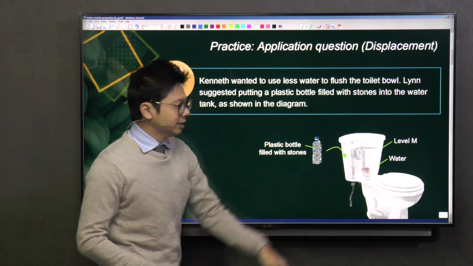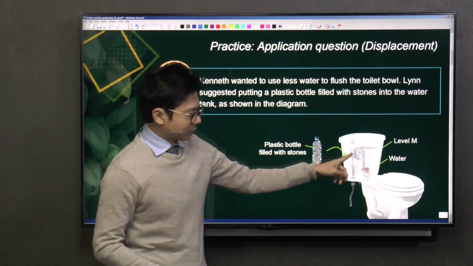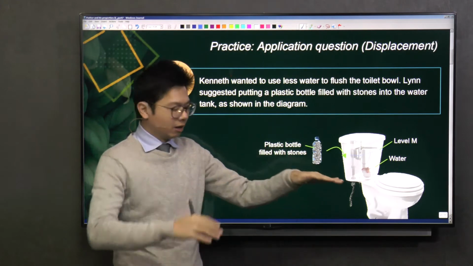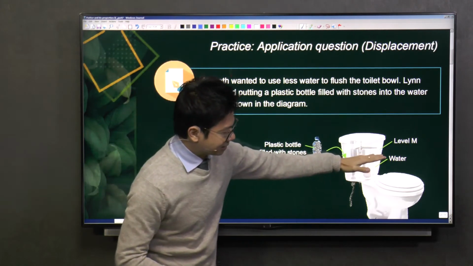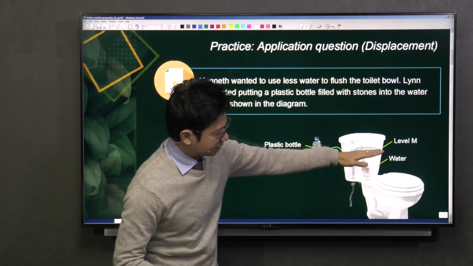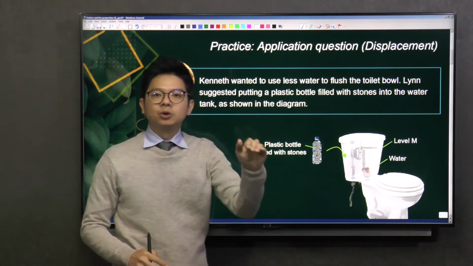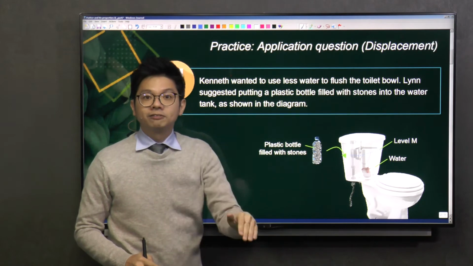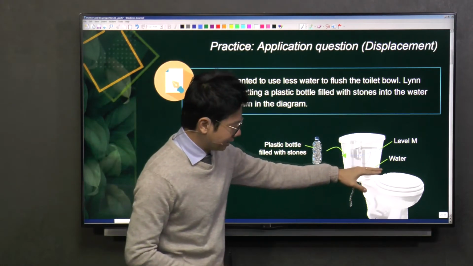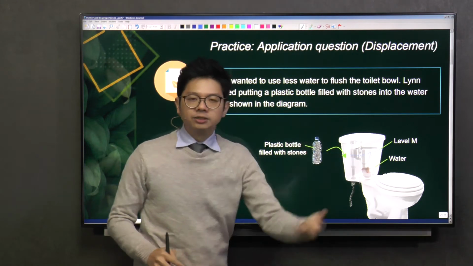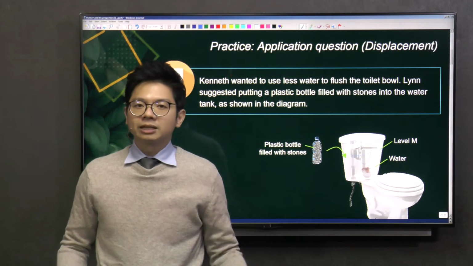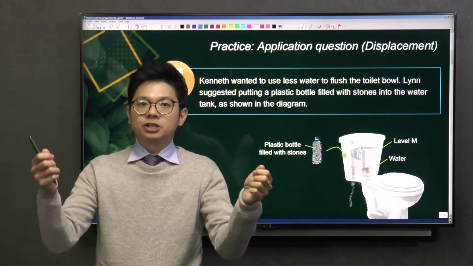Let's take note. For this system, there is a sensor, some mechanism inside the toilet tank, such that when the water reaches level M, the tap will automatically turn off. So by putting this plastic bottle in the tank, it occupies some space. You probably need less water to fill up the water tank, and that's how the water saving feature comes about.